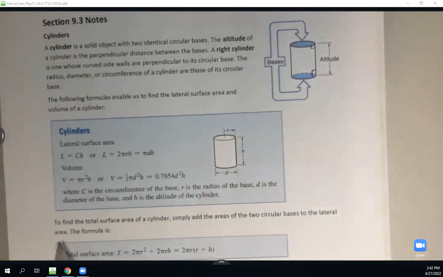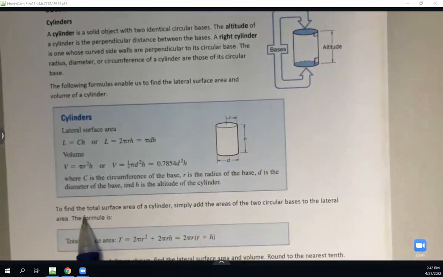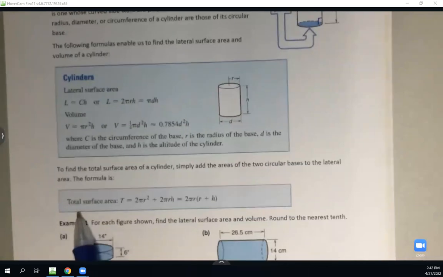Does that make sense? So I wrote that right there. To find the total surface area of a cylinder, simply add the areas of the 2 circular bases to the lateral area. Okay, and so the formula for that is T is going to equal 2 pi r square plus 2 pi r h, or you could factor out the 2 pi r, so that would be 2 pi r times the quantity r plus h.